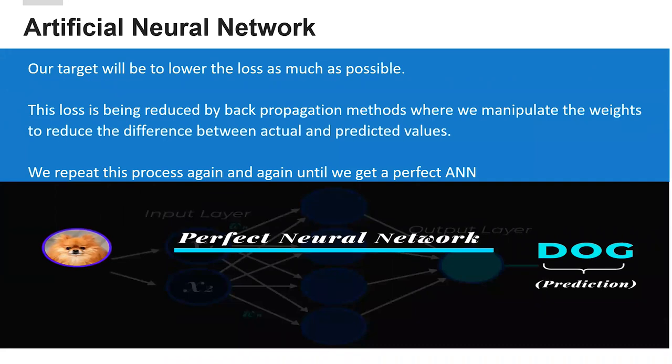Now, a model's task should be to lower the loss as much as possible. We want our predicted value and the actual value to be very similar, and that is where we call it a perfect neural network. This loss is reduced by back propagation.